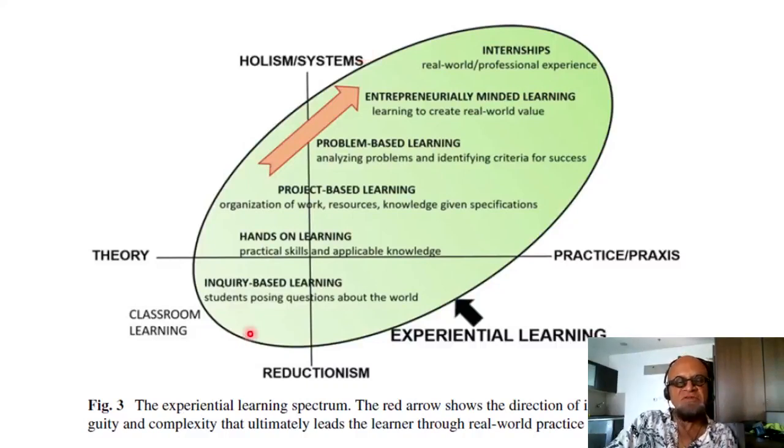So I want to read all of them. So here you have inquiry-based learning, students posing questions about the world, still in the reductionist classroom learning approach with some experiential learning that is starting. Then you go to hands-on learning: project-based learning, problem-based learning, entrepreneurial minded learning, which may involve selling something in a real world context, maybe to raise funds or to engage a community to accept your input, maybe involving stakeholders, governments, and so on.